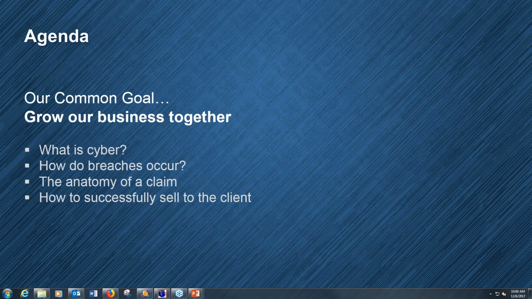So today we're going to be going over what is cyber. I think that sometimes it comes down to just understanding exactly what we're talking about, how these breaches occur, and the anatomy of a claim. So we'll walk through a claim example. We can draw some parallels to Equifax if that helps, since everyone's probably pretty familiar with that since it's so recent. And how to successfully sell to the client. Some things that I've seen work really successfully that Shanae and Dan have been successful with. And while we're talking about selling, we'll also talk about why some of these businesses need cyber liability.